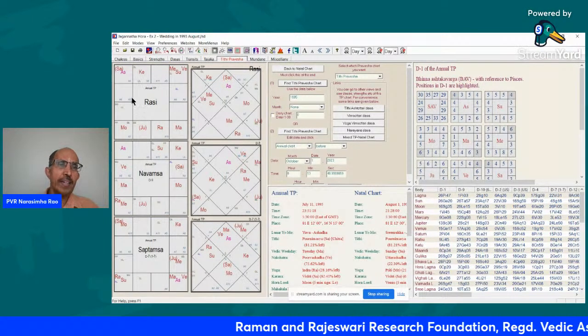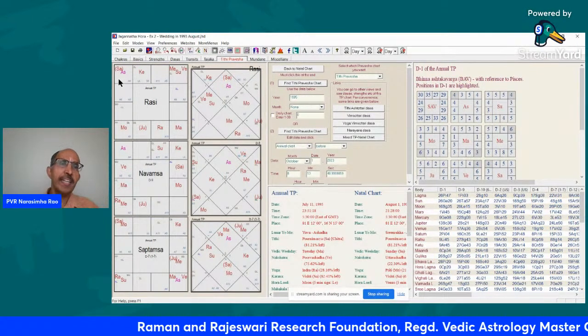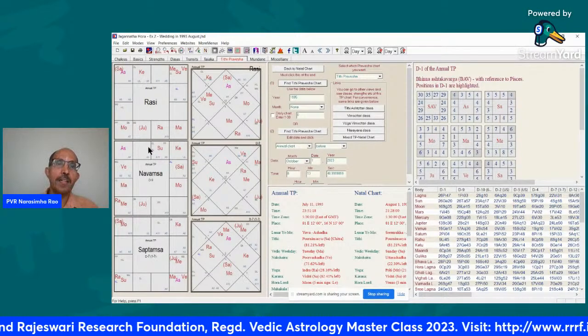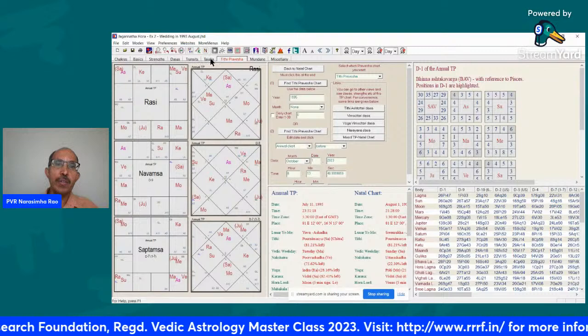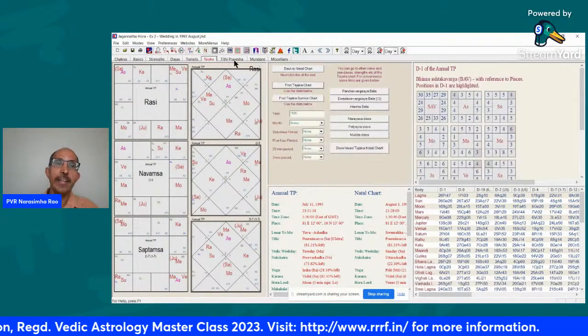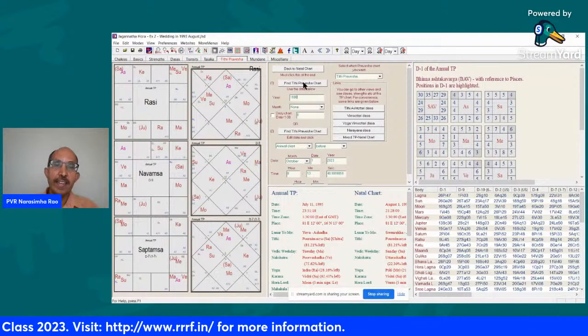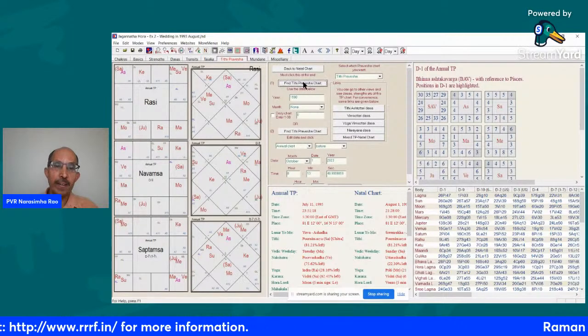And I didn't look at the Rashi chart. There are some interesting indications there also, but I'll skip it. We have enough of a case based on Navamsa and Saptamsa. And finally, let us look at, not finally, let us look at the second child. 1998 is when the child was born.